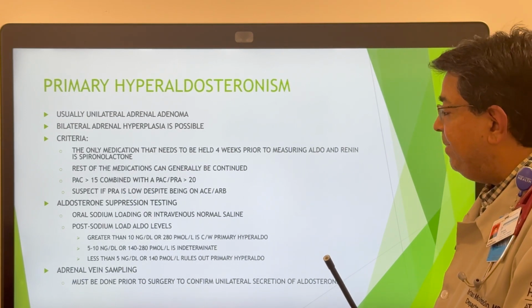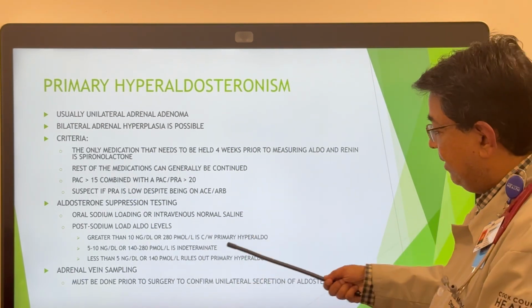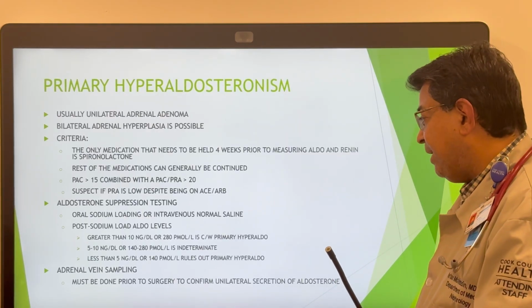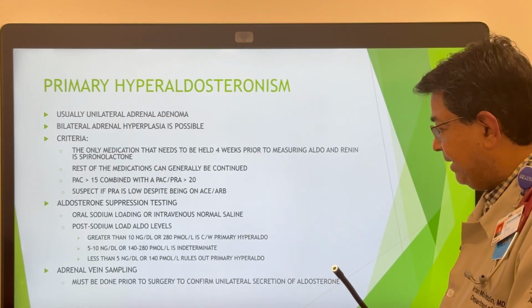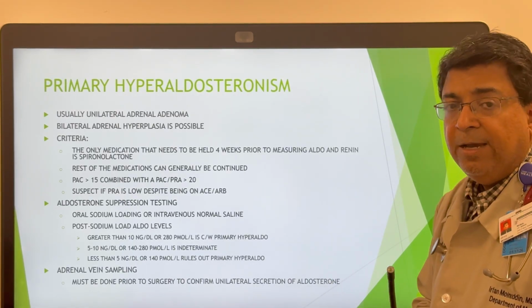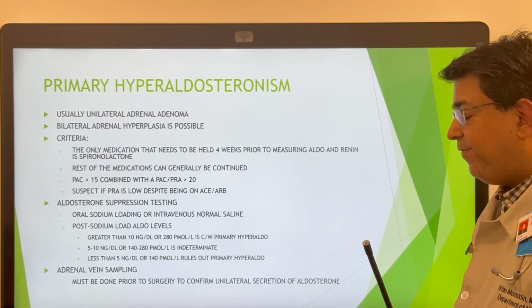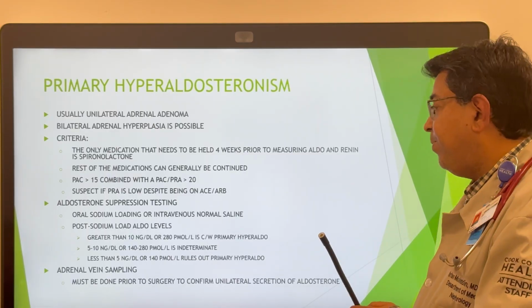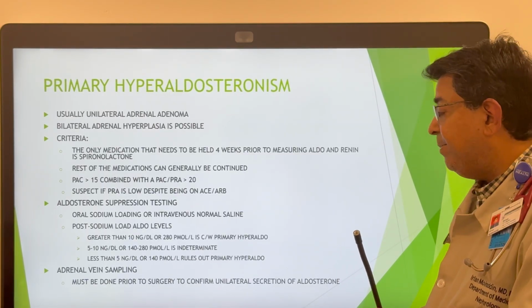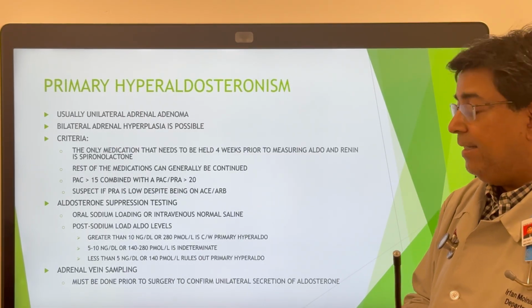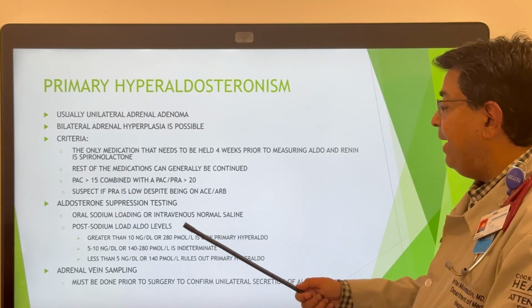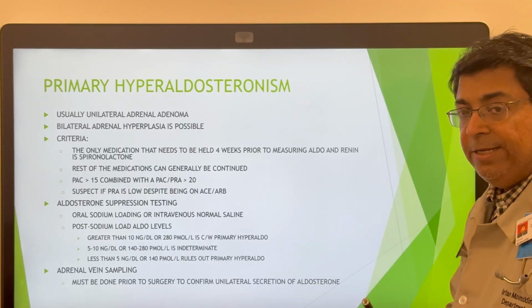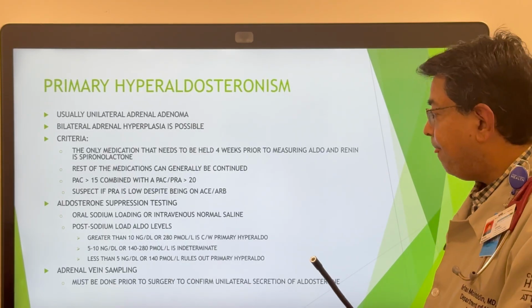And then for interpretation, these are the levels that are used post sodium load. You can do an oral sodium load or intravenous normal saline. Even after you've confirmed that this may be primary hyperaldosteronism, you still need to confirm that this is a unilateral secretion, so adrenal vein sampling needs to be done prior to surgery. Next slide.